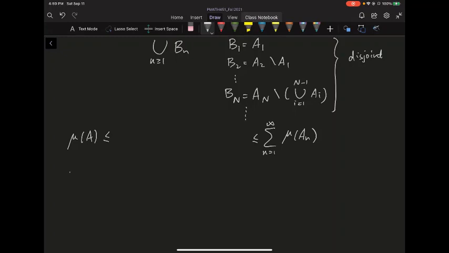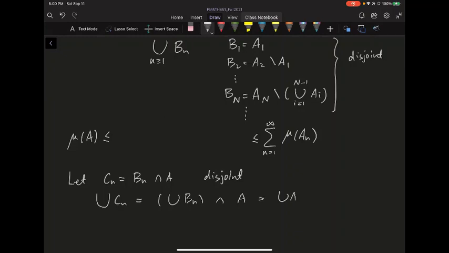All right, so let's let each Cn be the Bn intersect A. And because the Bn are disjoint, we know by intersecting with A, they're all disjoint as well. And if you consider the union of the Cn, it is essentially the union of Bn intersect A, but the union of Bn is equal to the union of An, and the union of An is a cover of A, so when you intersect A, you will recover A back.